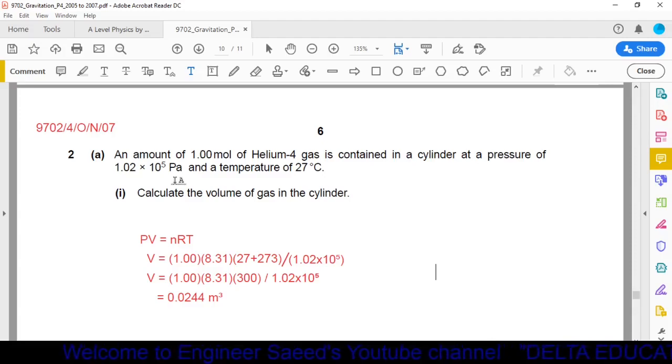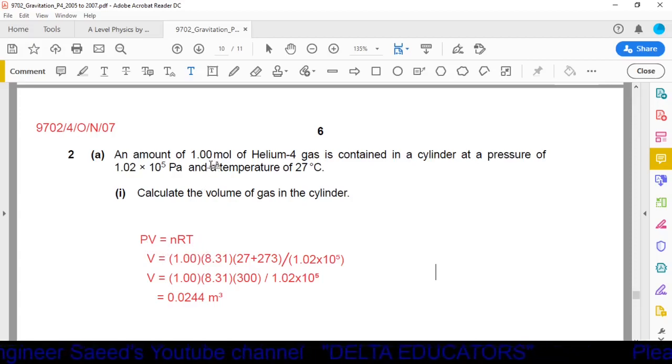This part is from the chapter Ideal Gases, where you have studied the formula PV = nRT, where P is pressure, V is volume of the gas, n is the number of moles, R is the gas constant and T is temperature in Kelvin. Here we have to calculate the volume of the gas, so V will be equal to nRT over P.